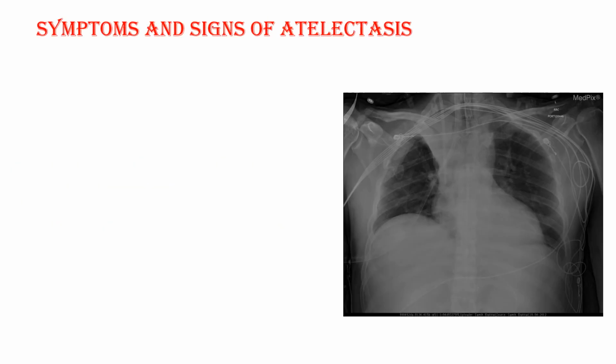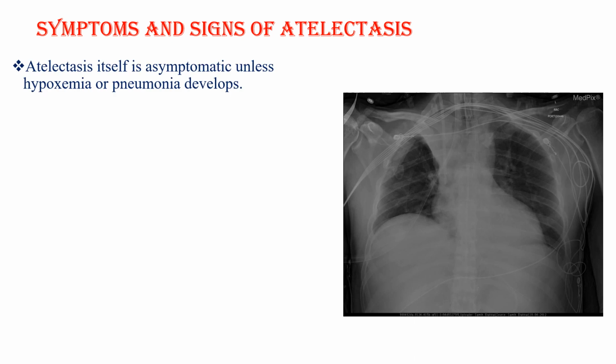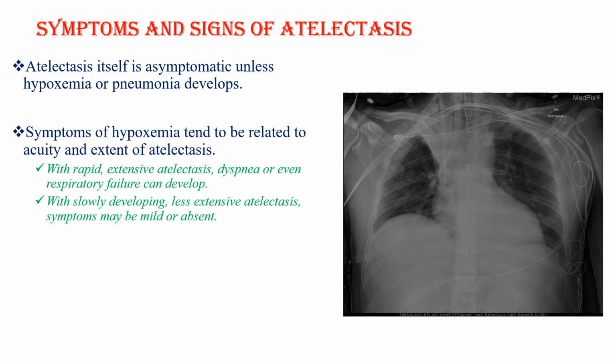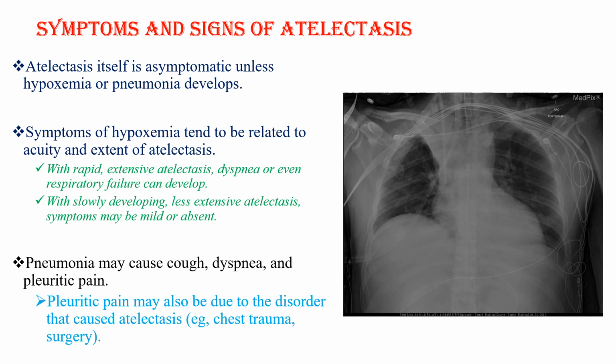When we look at the symptoms and signs of atelectasis, atelectasis itself is asymptomatic unless hypoxemia or pneumonia develops. Symptoms of hypoxemia tend to be related to the acuteness and extent of atelectasis. With rapid, extensive atelectasis, dyspnea or even respiratory failure can develop. With slowly developing, less extensive atelectasis, symptoms may be mild or absent. Pneumonia may cause cough, dyspnea, and pleuritic pain. But pleuritic pain may also be due to the disorders that cause the atelectasis, such as chest trauma or surgery.